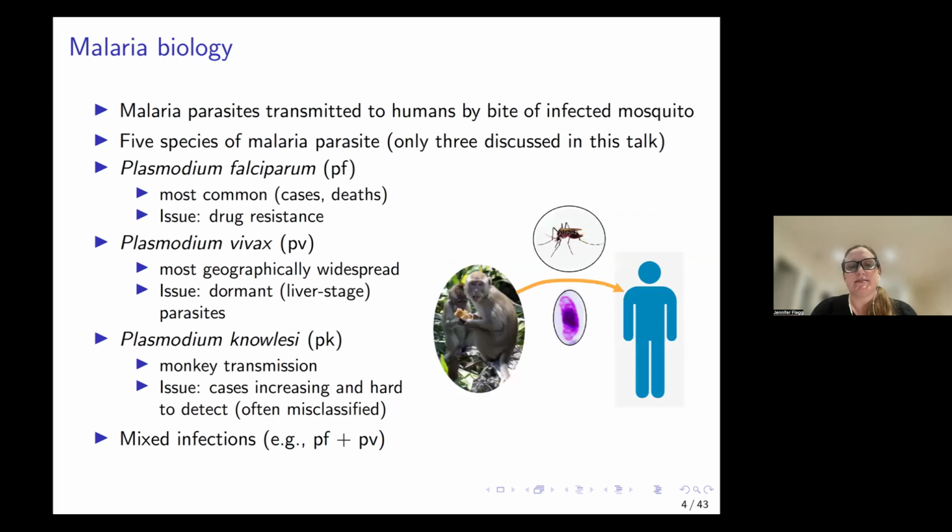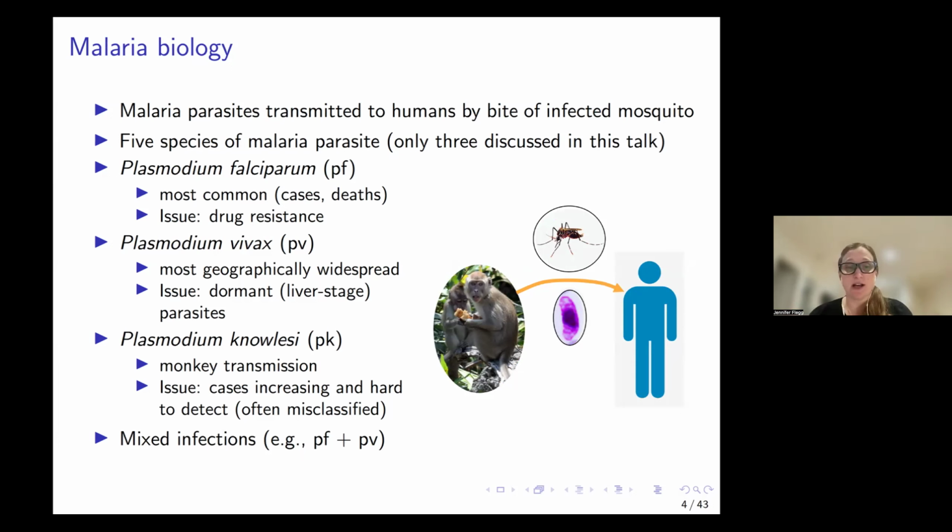Knowlesi malaria is a strange malaria again, in that it needs a monkey in order to sustain transmission. So you don't get transmission straight from a mosquito to human back to mosquito again. The mosquito has to have bitten a monkey and then bite a human. Or that's the theory, that you need monkeys in order to sustain transmission. But this is very hard to monitor and hard to detect. Often it's misclassified as a different type of malaria. So there's ideas around how we can optimally surveil for the elimination of Knowlesi malaria in different regions.